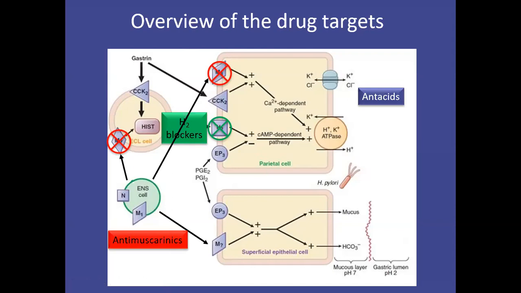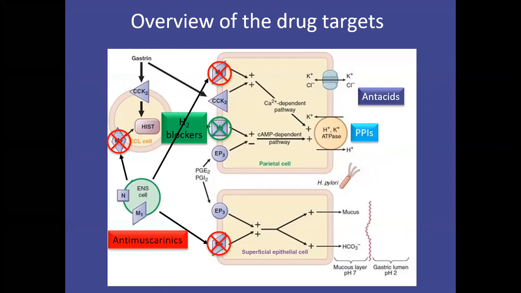And also, this we didn't discuss, but just like all the parasympathetic nervous system, they enhance the body secretions. Muscarinic receptors have influence on the epithelial cells. By virtue of activation of muscarinic receptors on the epithelial cells, they increase the production of mucus and bicarbonate. This is actually a protective role, but it is blocked by antimuscarinic drugs. They decrease the bicarbonate and mucus production from the epithelial cells.